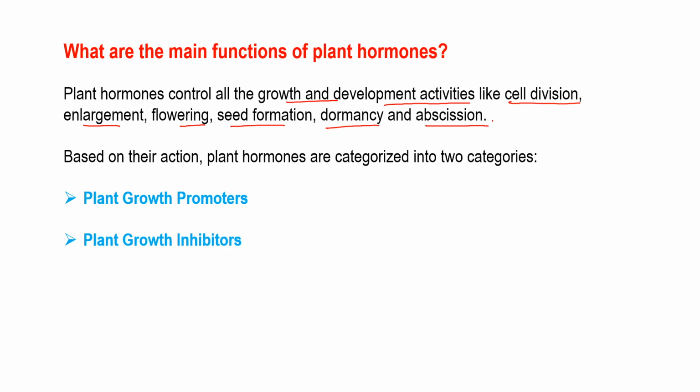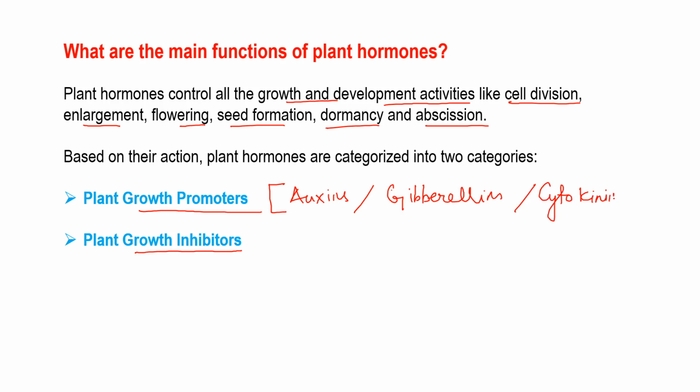Clear? Now, if we talk about the categories of plant hormones, we usually divide the plant hormones or phytohormones into two categories. The first is plant growth promoters, and the second is plant growth inhibitors. In plant growth promoters, we include auxins, gibberellins, and cytokinins. Whereas in growth inhibitors, we include abscisic acid and ethylene. Clear? So now we are going to discuss these five one by one.